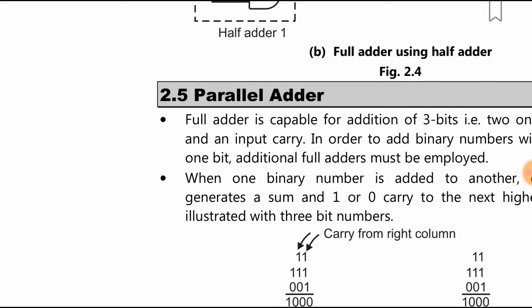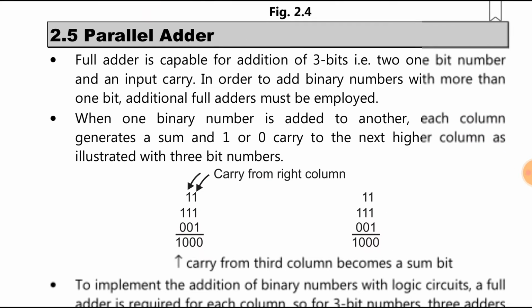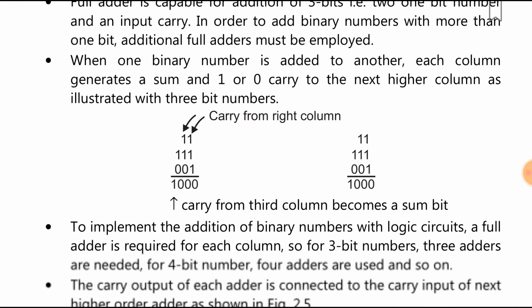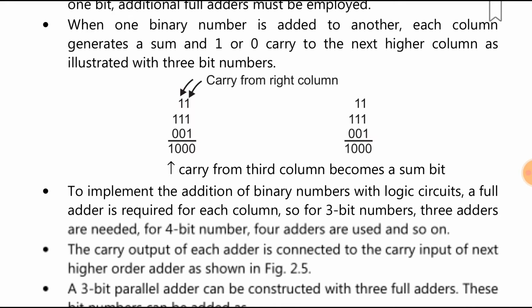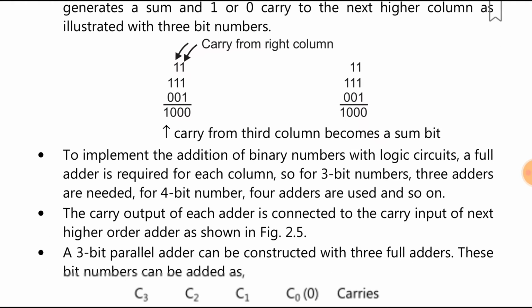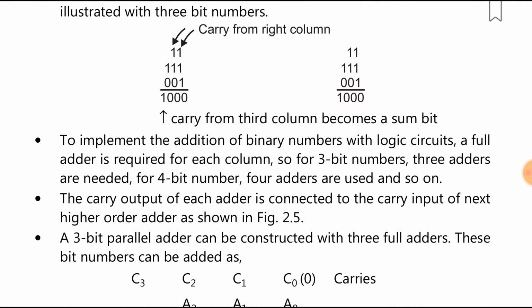Now, parallel adder. A full adder is capable of adding 3 bits: two 1-bit numbers and 1 input carry. In order to add binary numbers with more than 1 bit, additional full adders must be employed. When one binary number is added to another, each column generates a sum bit and a carry, and the carry goes to the next higher column, as illustrated with 3 bit numbers. So you can see the carry from the right columns. The carry from the third column becomes a sum bit.